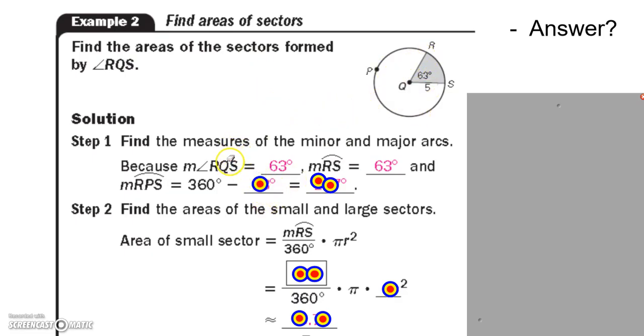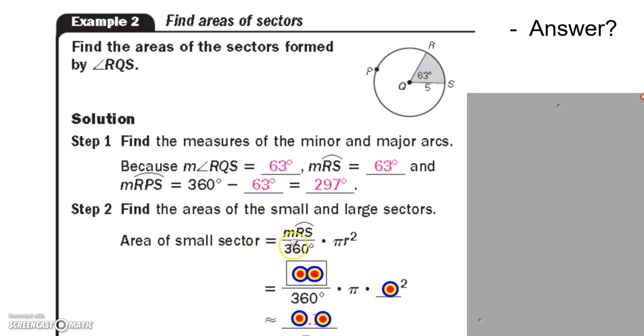So the measure of angle RQS is 63 degrees, so that's the measure of the arc. Now what about the measure of arc RPS? Right, that's 360 minus 63, which is 297. Okay, so how could we do this? What would be your plan? If we have enough information to get the area of the smaller sector, then with that, we could just take it from the area of the entire circle, and that would give us the remaining area of this large sector, correct?